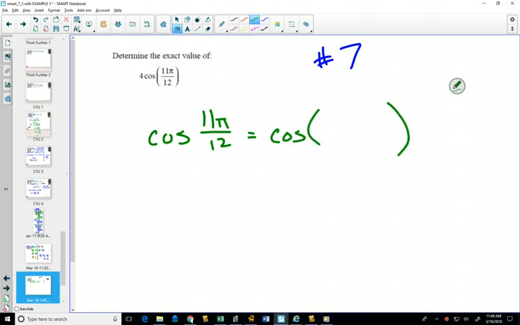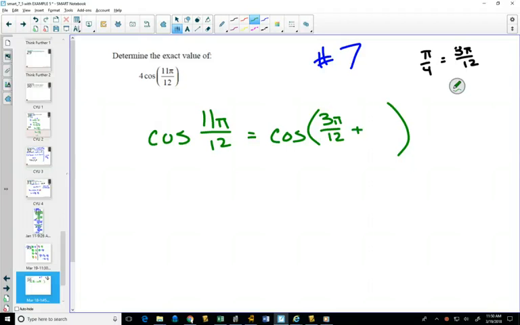What are 2 things that add up to 11 pi over 12? Well, pick a pi over 4 family member. 11's not that big of a number. Maybe you just want to choose pi over 4. I'll write it off to the side here. You know that pi over 4 is 3 pi over 12. So start with 3 pi over 12.